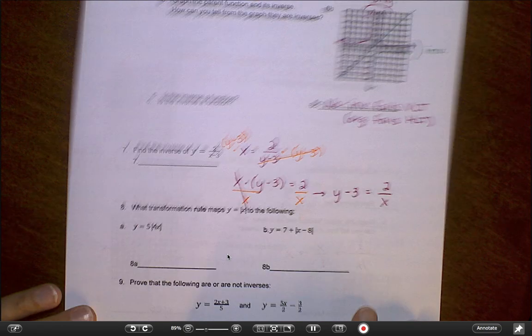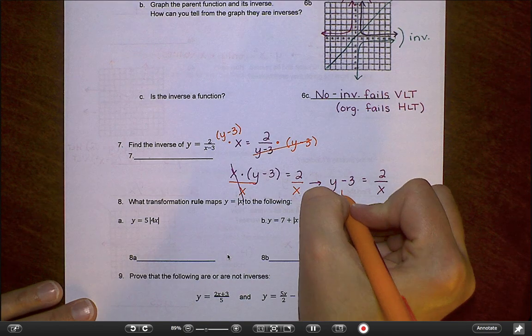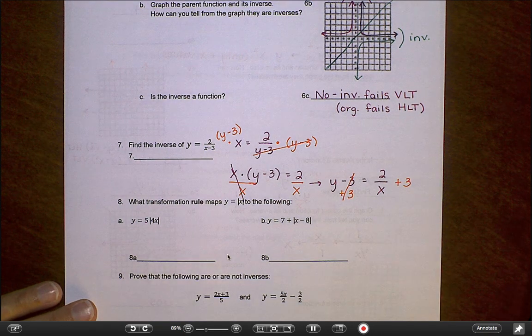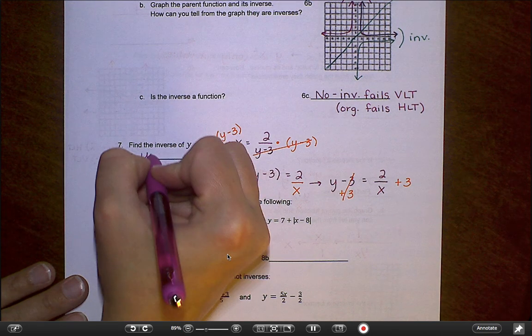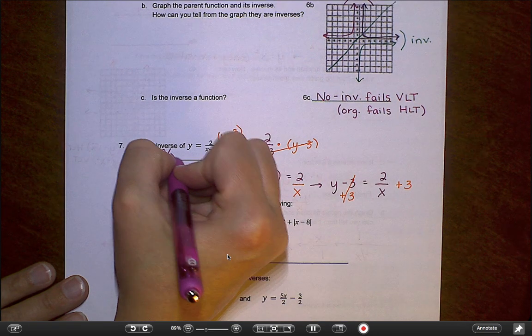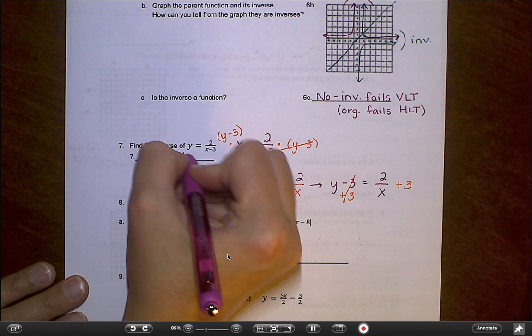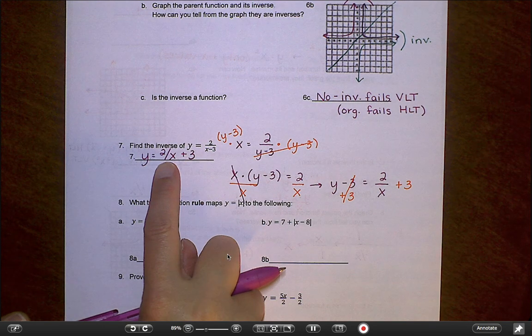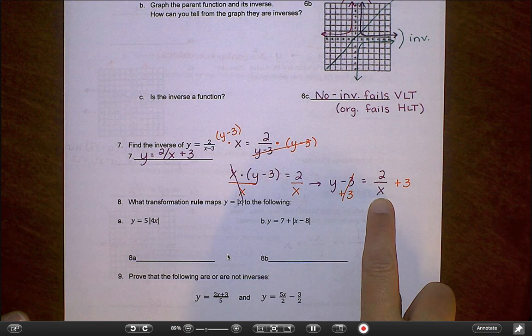And then I would add the 3 to the other side. So plus 3, plus 3. And so I end up with the equation y equals 2 over x plus 3. Okay, that's my inverse. And it didn't want me to do anything else with that. Just that's the inverse. By the way, I kind of wrote it that way because I was pinched for time, or not time, space.